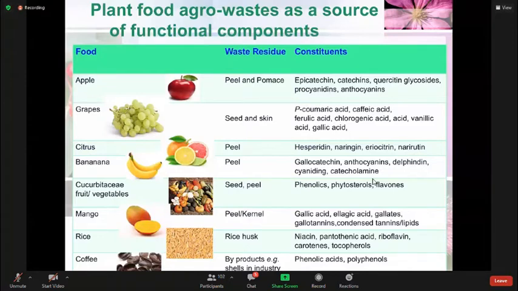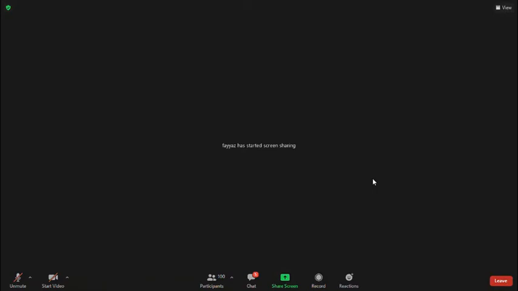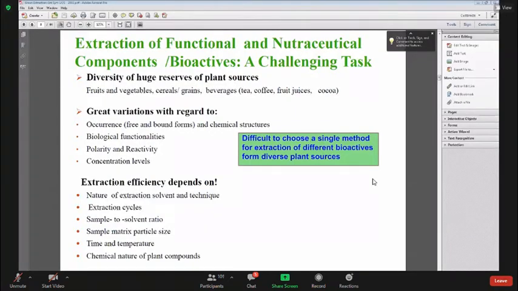Okay, coming to the main topic of today's talk, which is about the extraction of functional and nutraceutical components. Indeed, extraction of bioactives is a challenging task because of several factors, especially the presence of these compounds. There is a diversity of huge reserves of plant sources. There are many plant materials, including the fruits, cereals, grains, which are important sources of different types of functional components.